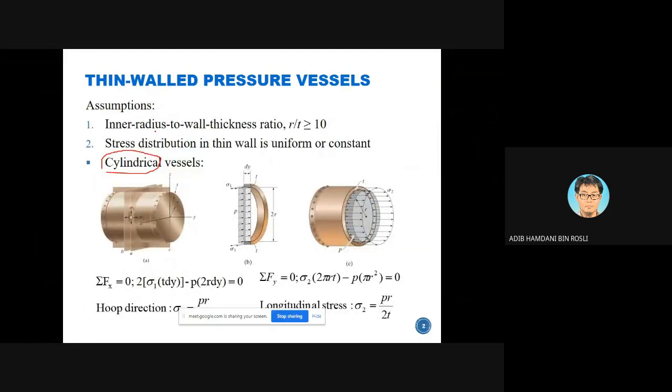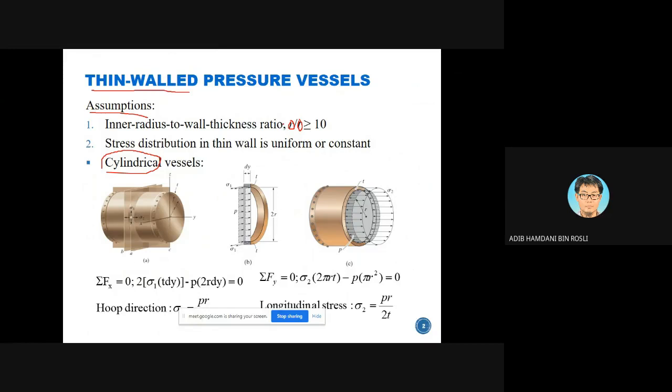So we have to make assumptions first. Basically there are two main dimensions for the pressure vessels. One is the radius r, another one is the thickness t. The ratio of the inner radius to wall thickness, r over t, is a minimum of 10, which means that the radius is at least 10 times the thickness. So that's why we call it a thin wall pressure vessel.